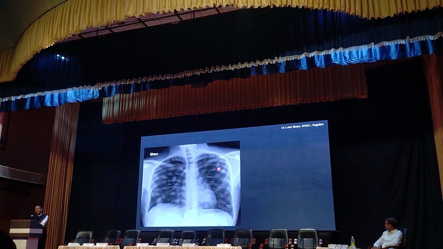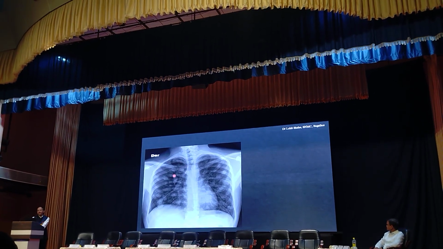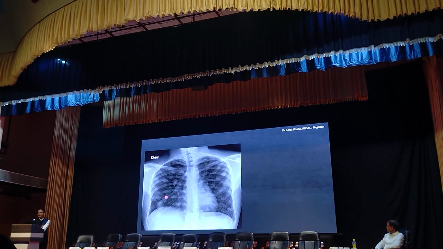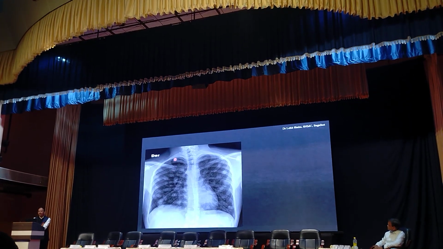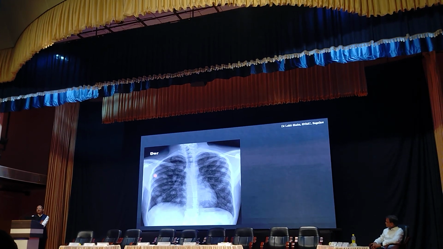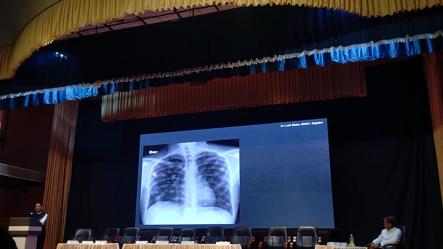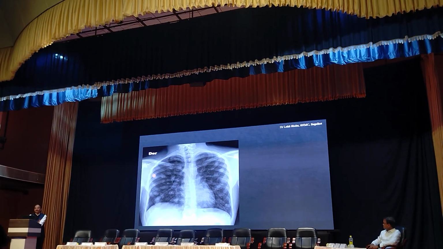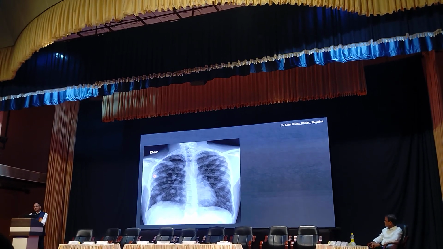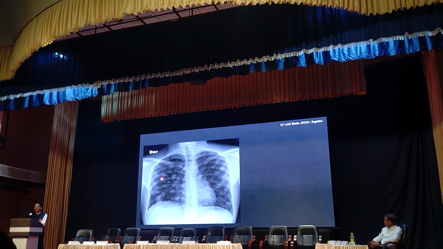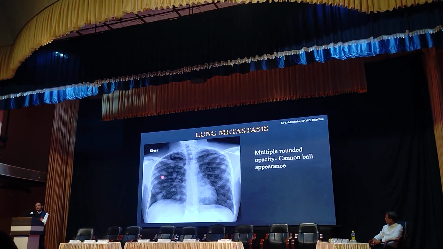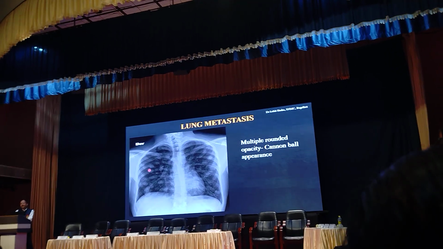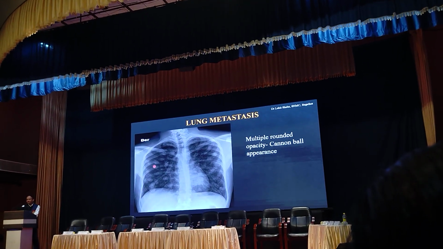So in the next X-ray you can see over here many white dots. So that is a multiple rounded opacity. These are the enlarged lymph nodes. I said chest X-ray is advised in the follow-up of cancer patients. So whenever there is an abdominal or any other cancer, when they advise it, sometimes we get findings like this. That is what we call lung metastasis. That appearance is called the cannonball appearance.